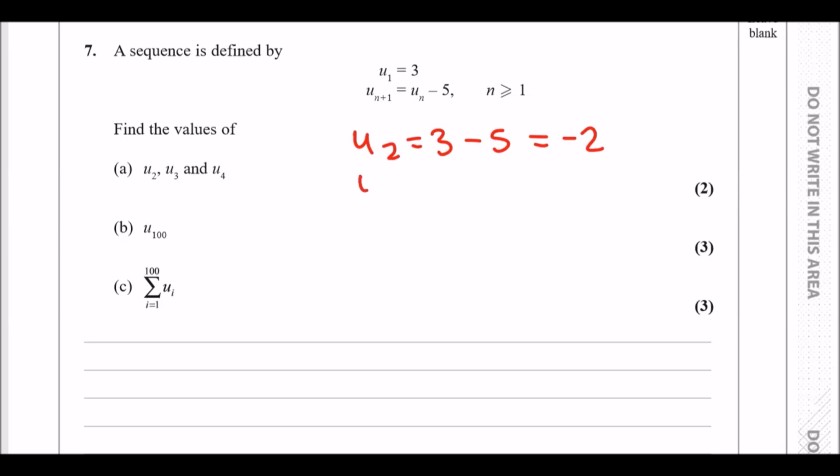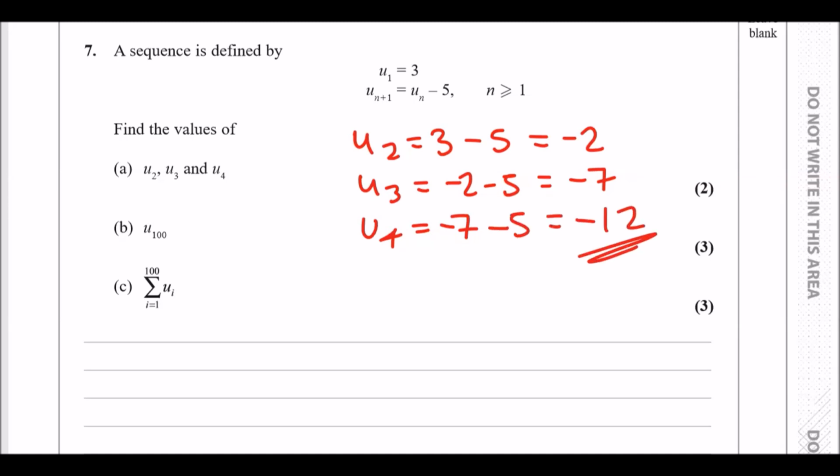And then for the next one, u3, we plug in u2 back in. So minus 2, and then follow the sequence, minus 5. That's going to give us minus 7. And as you can see, doing the same for u4, you plug in u3 back in. So it'll be minus 7, and then subtract 5 will give us minus 12. That's it, guys. That's A done.